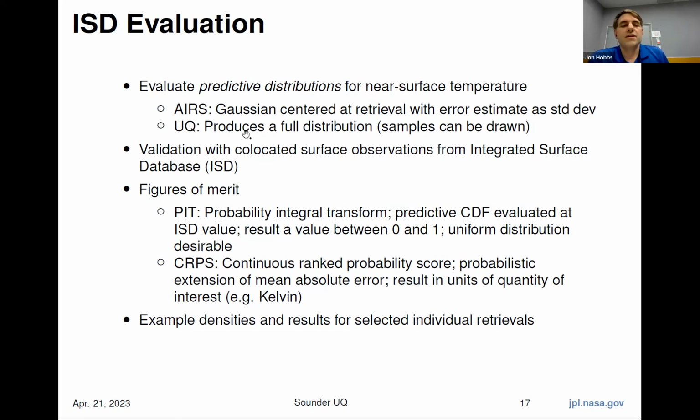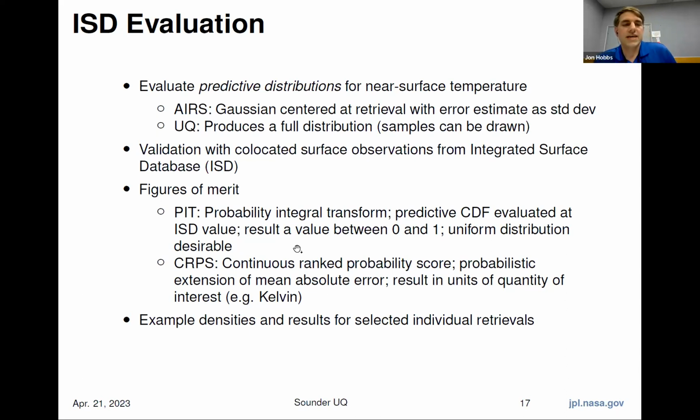So for this comparison, we can consider a Gaussian distribution that's centered at that estimate and use that error estimate as a standard deviation. And then we've got some additional reference data with surface observations from the Integrated Surface Database. These are surface-based observations that are quite precise. So that can be a metric for evaluation.